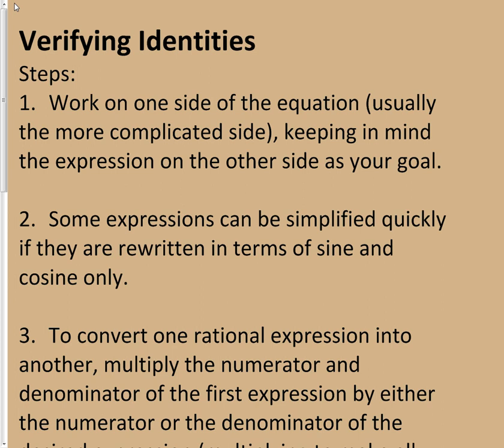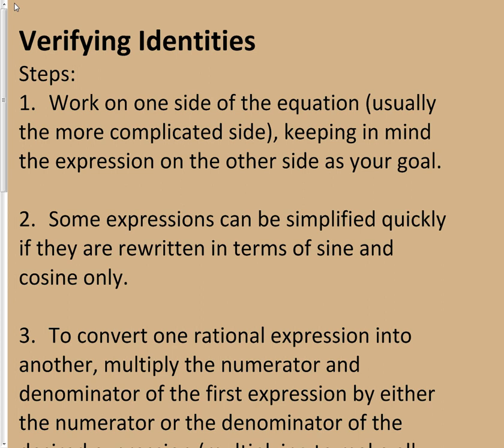And today what we're going to be working on is verifying trigonometric identities. So when you're working to verify the trigonometric identities, you can only work on one side of the equation. And you usually want to pick the more complicated side because it gives you more to work with. However, you do want to keep in mind your other side of the equation that you're not going to touch is the goal. That's where you want to be.